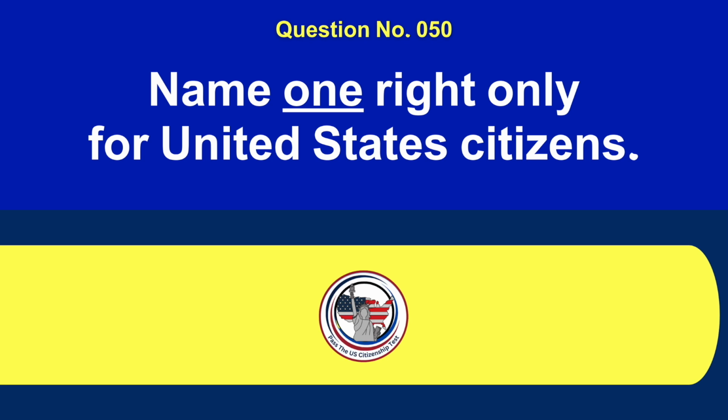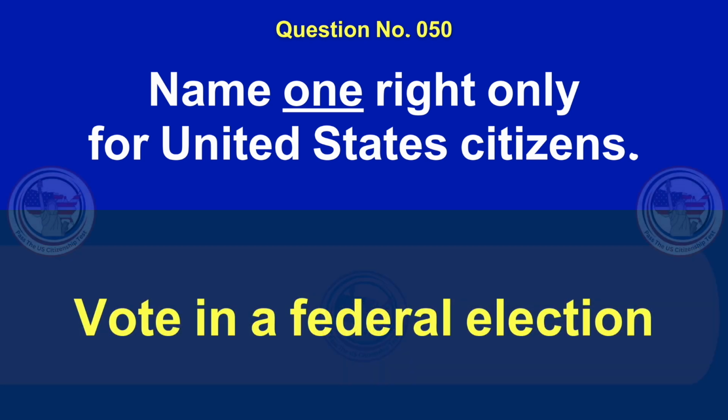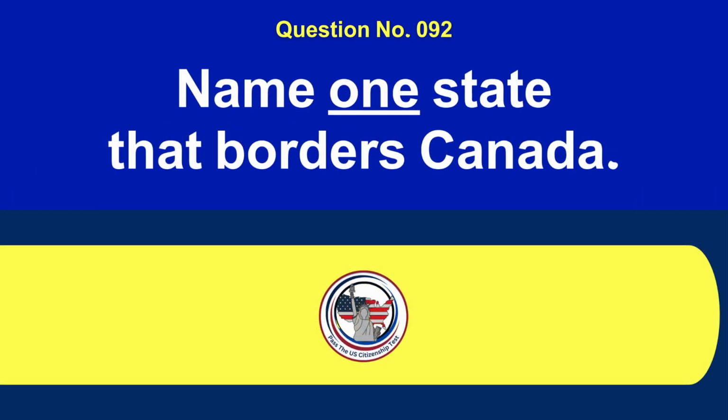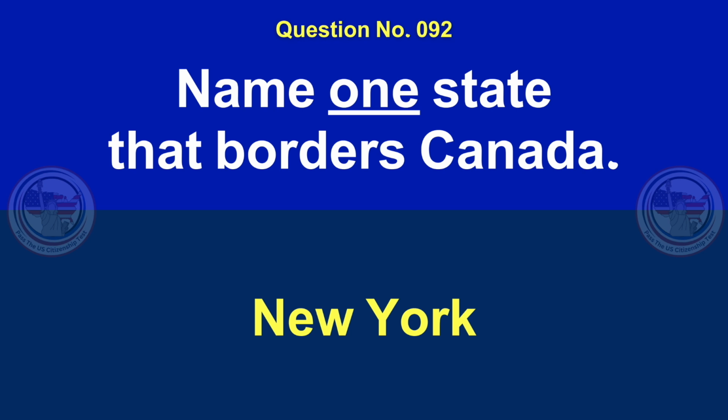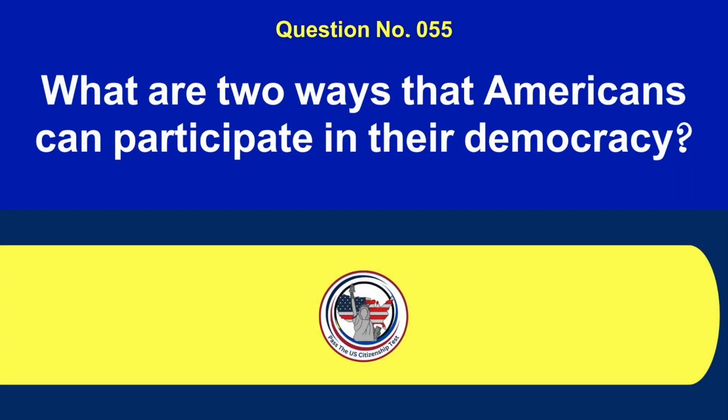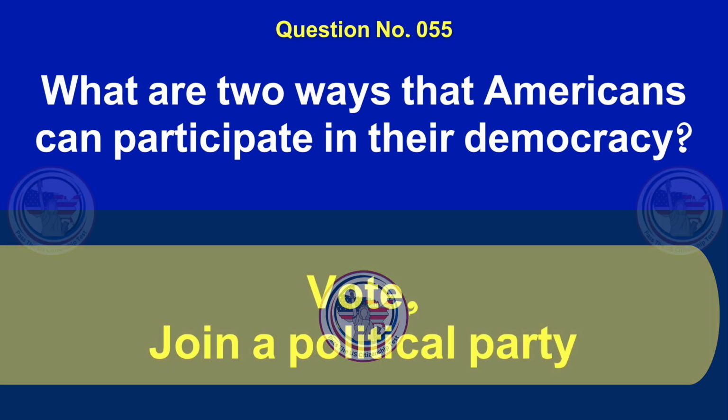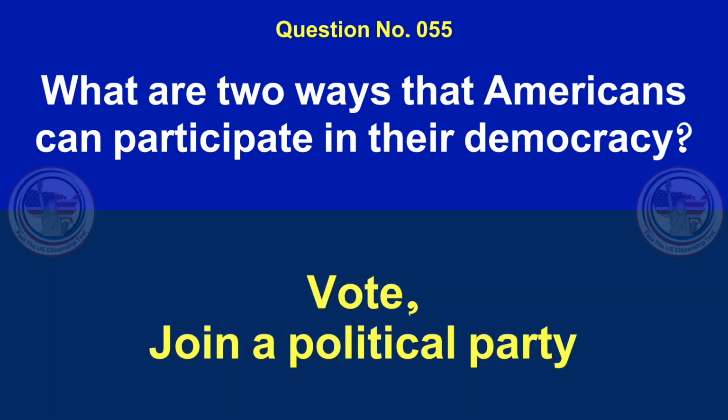Name one right only for United States citizens. Vote in a federal election. Name one state that borders Canada. New York. What are two ways that Americans can participate in their democracy? Vote. Join a political party.